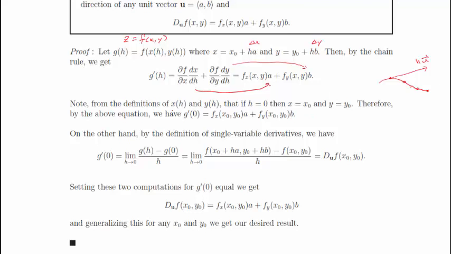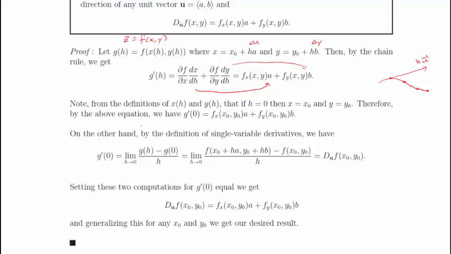Now, from the definitions of x of h and y of h, if h equals 0, then x equals x naught and y equals y naught. Therefore, by the above equation, we have g prime of 0. So if I plug 0 in for h, we get f sub x of x naught comma y naught times a plus f sub y of x naught comma y naught times b. So, right, if I plug in 0 here, then 0 for h gives me y naught for y and x naught for x. So we're just plugging that in for x and y right there.